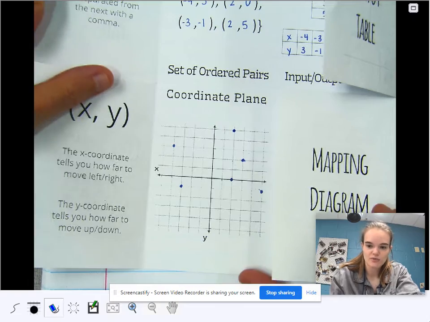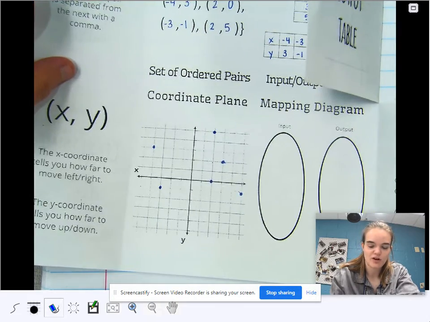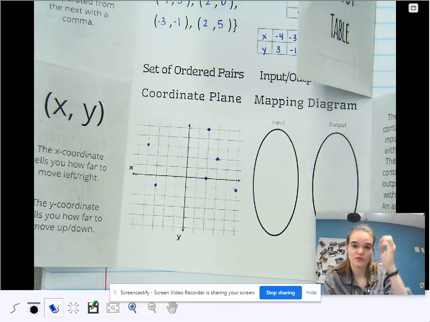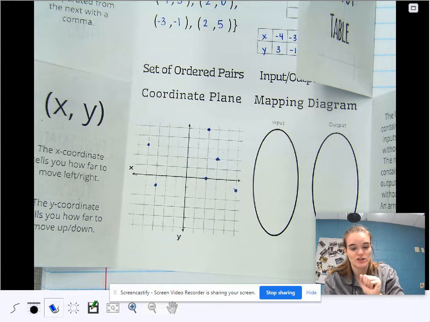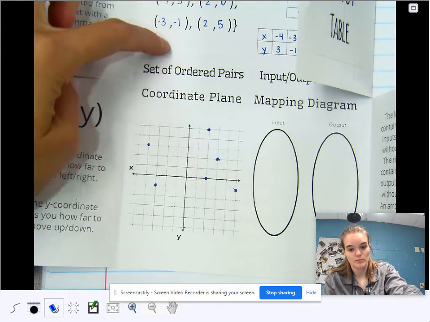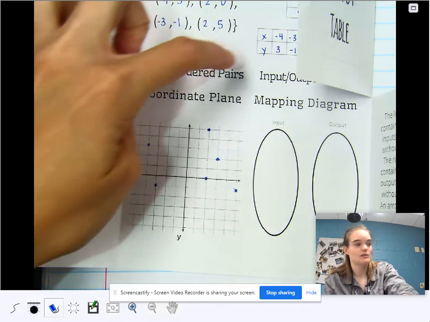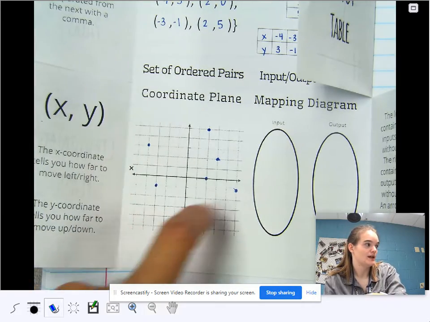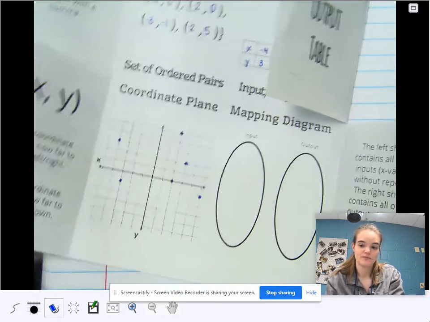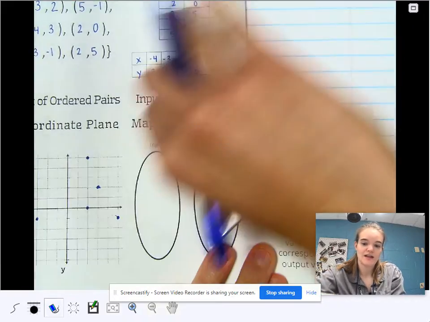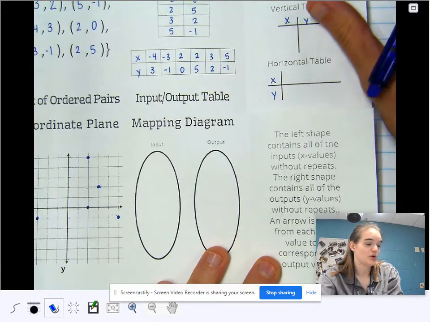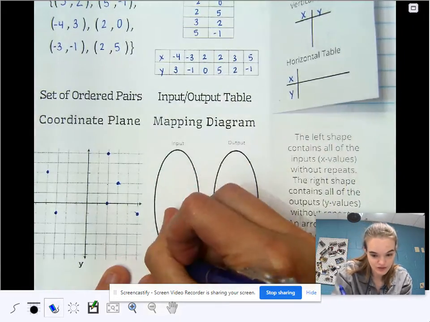Last but not least, we're going to open up and talk about a mapping diagram. So there are 4 different ways to show a relation: ordered pairs, input-output table, coordinate plane, and now we've got a mapping diagram. The left shape contains all the inputs, which are the x values. We can write x right here if we need to.